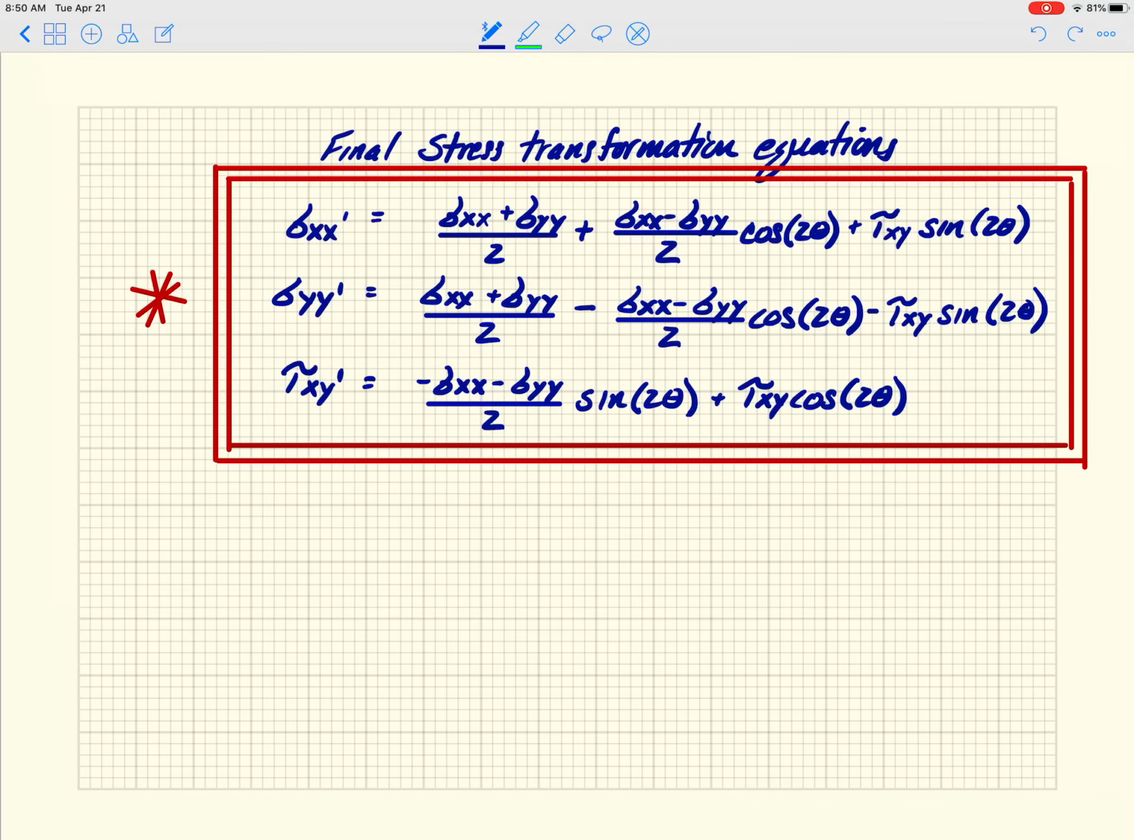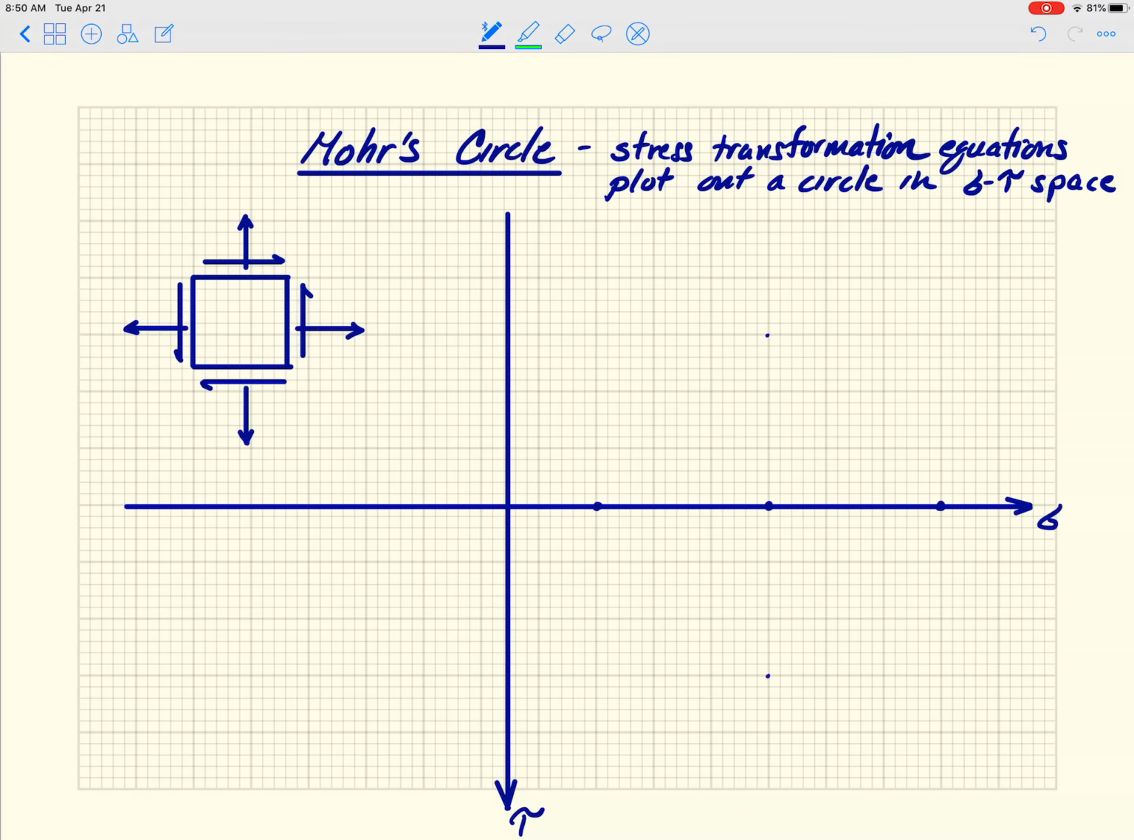We actually ended up, I'll show you here, with these final stress transformation equations. Sigma xx prime, sigma yy prime, tau xy prime are all in a new xy coordinate system. And all the sigma xx's and sigma yy's on the right side of these equations are the stresses defined in the original coordinate system. Okay, so what we're going to do now is take a different look at those equations.